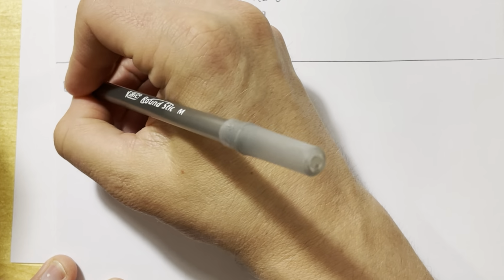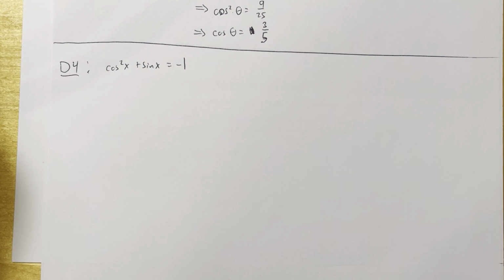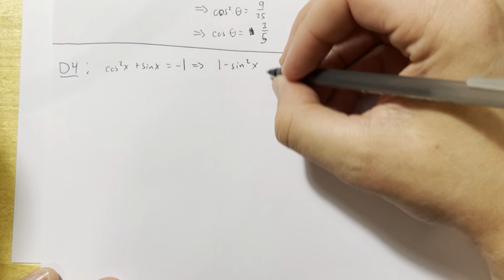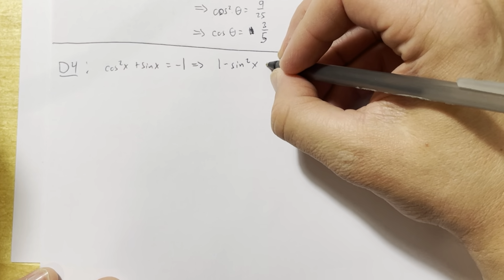We have cosine squared of x plus sine of x equals -1. Now, when solving trigonometric equations, there's a few strategies that help. One thing that's helpful is trying to put all of my trigonometric functions in terms of the same function. That's not always what you want to do, but in this case, it would help a lot. And what I'm going to do is, once again, use my Pythagorean identity. Cosine squared is the same thing as 1 minus sine squared of x, plus sine of x equals -1.